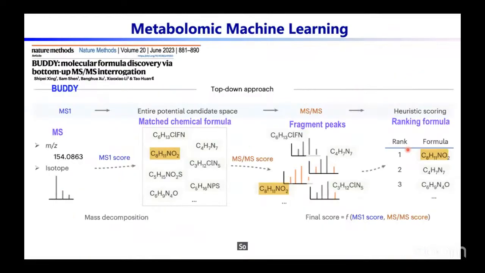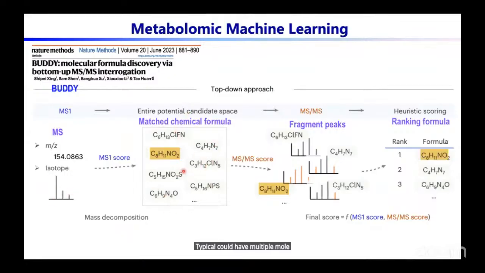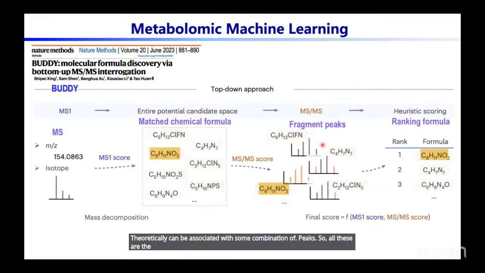Okay. So the next method is called the body method. This method is even clearer, right? You have MS peaks, and each peak has a mass. You can easily figure out the molecular formulas. But each peak could have multiple molecular formulas corresponding to the same peak or the same composition of the peaks. So the question is, which one goes to which? How many peaks should be the real one? You don't know which fragment, because each molecular formula, or chemical formula, can theoretically be associated with some combination of peaks. So all these are theoretically valid, right?